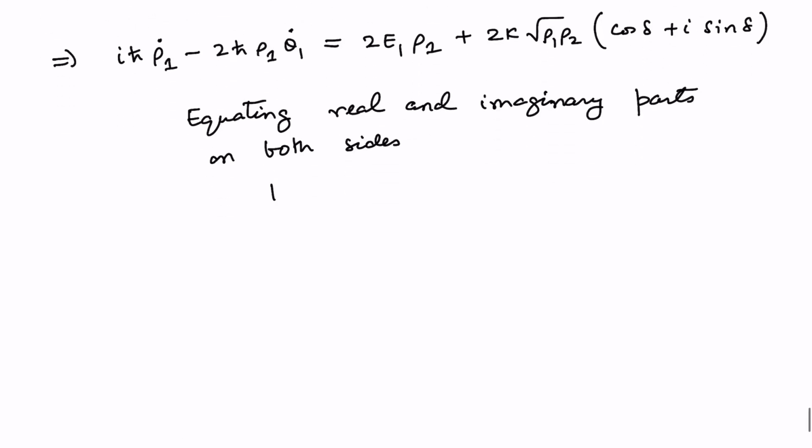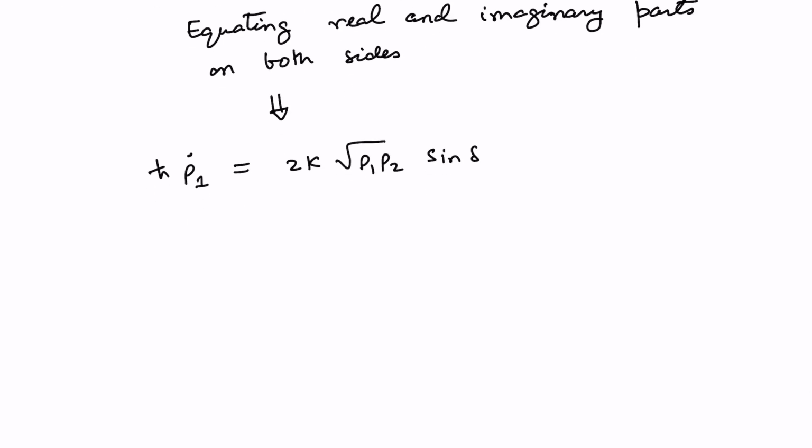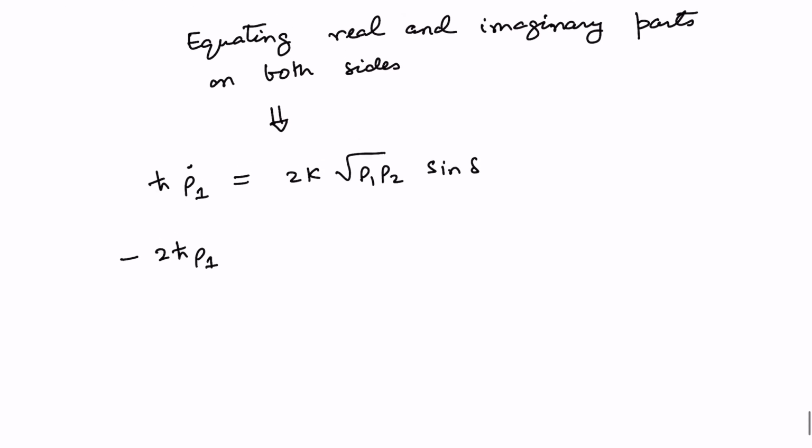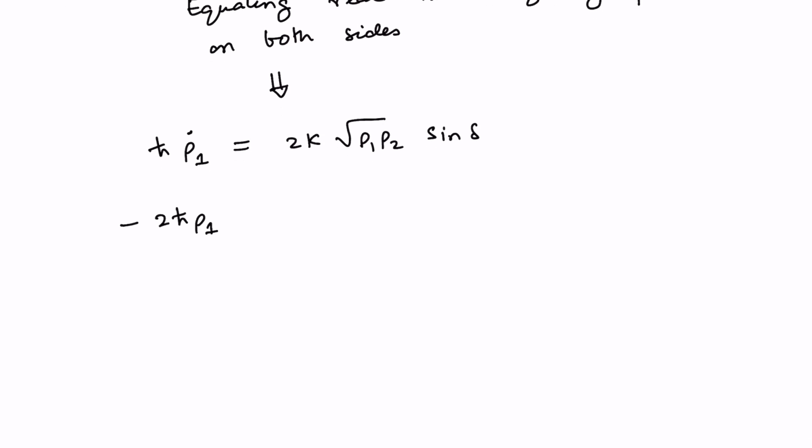I will get this set of equations: h bar ρ1 dot is equal to 2k square root of ρ1 ρ2 sin delta, and from the next one the imaginary part is going to give me twice h bar ρ1. In fact, the real part is going to give me minus twice h bar ρ1 θ1 dot.